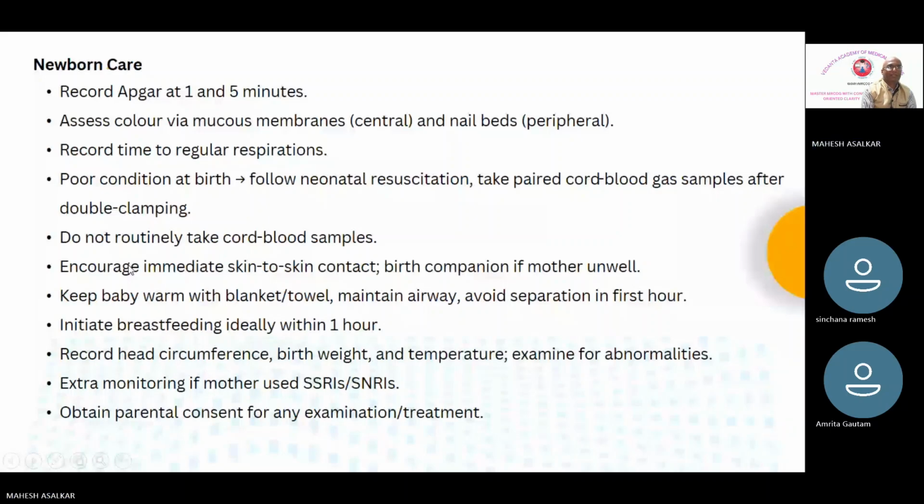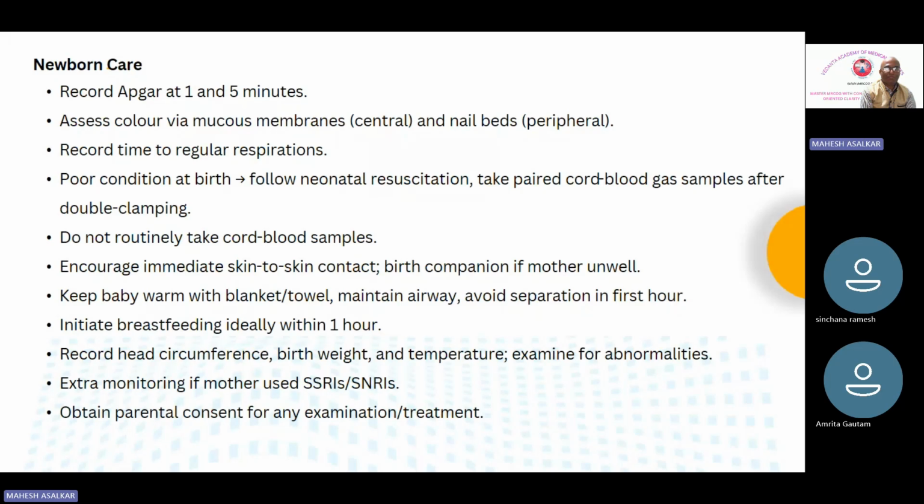Newborn care, record Apgar at 1 minute and 5 minutes. Assess color via mucous membrane and nail beds. Record time to regular respirations. Poor condition at birth, follow neonatal resuscitation and take paired cord blood samples after double clamping. Do not routinely take cord blood samples. Encourage immediate skin to skin contact.